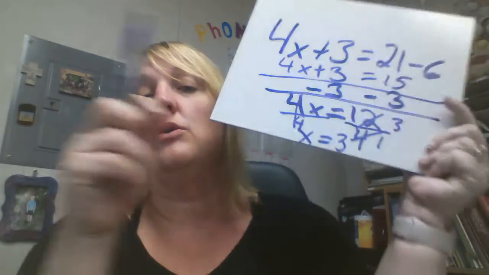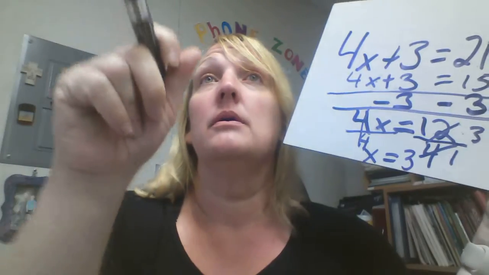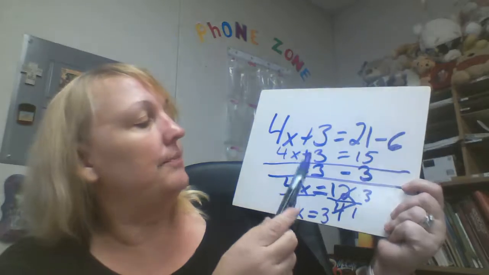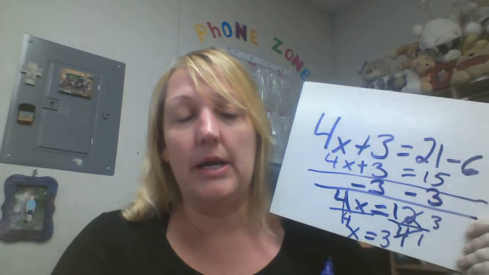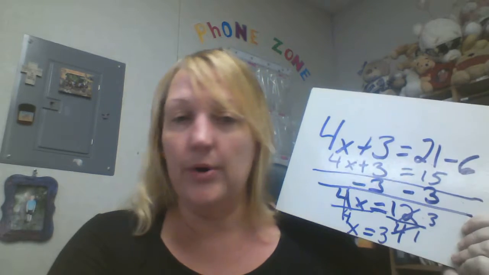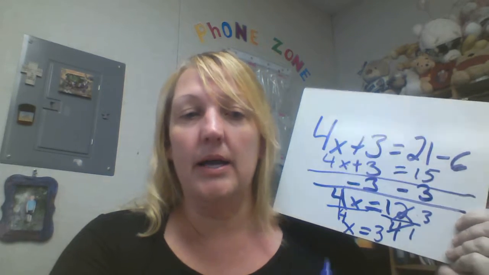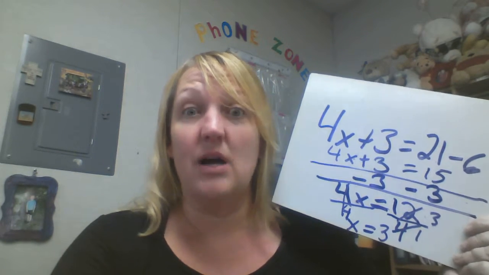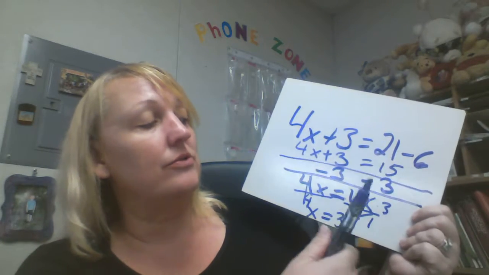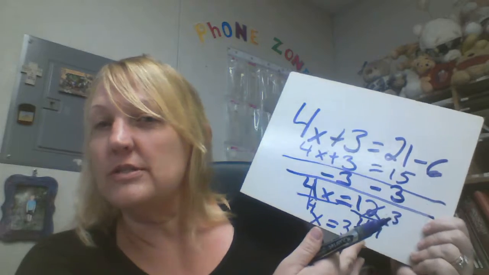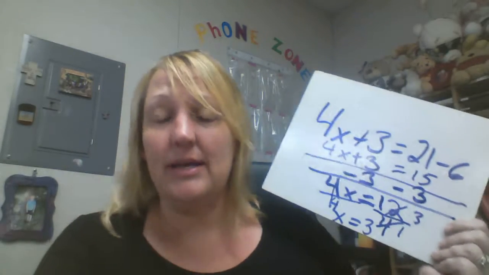X equals 3. Okay, so keep in mind when I told you on Friday when we were talking about improper fractions, that this is what I was talking about. So if you end up with x equals, and let's say it was 12 over 7, you would leave it as x equals 12 over 7.